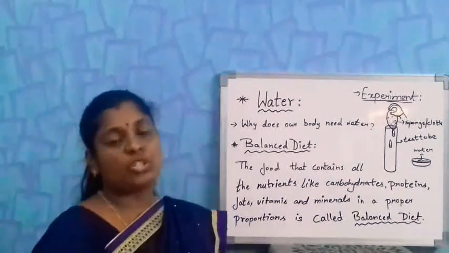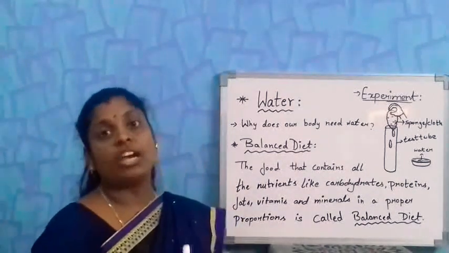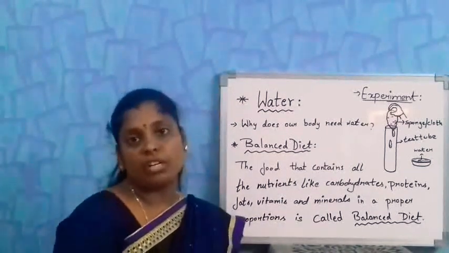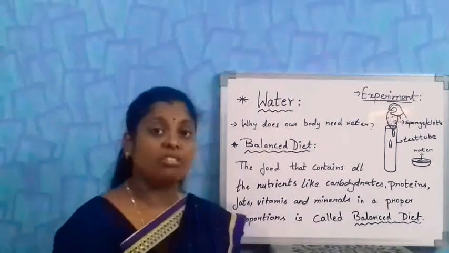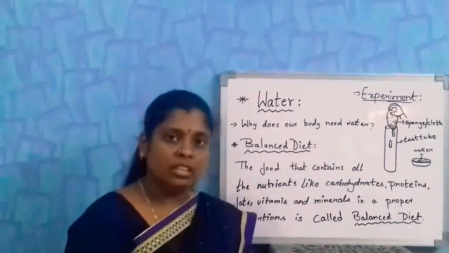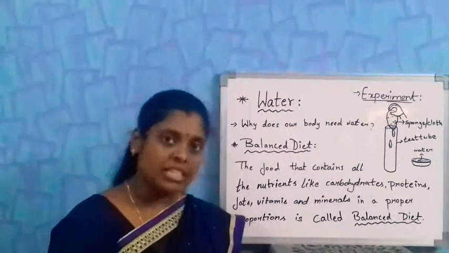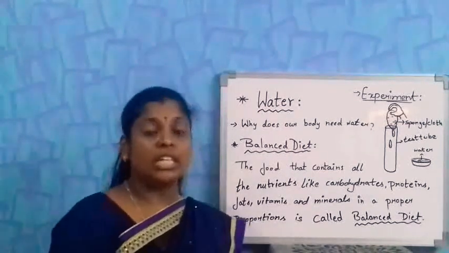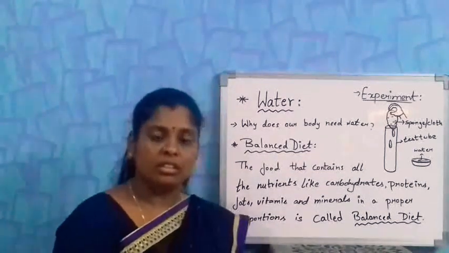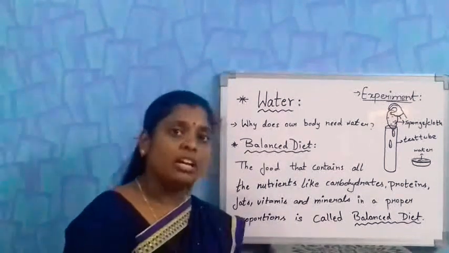Food habits also depend on the condition of the area in which we are living. If you see the northern part of India, they prefer more wheat. That means wheat is suitable for the people living there. If you see the southern part of India, they prefer rice as their main food. Rice is more suitable for the people. So, food habits depend upon the climatic conditions.